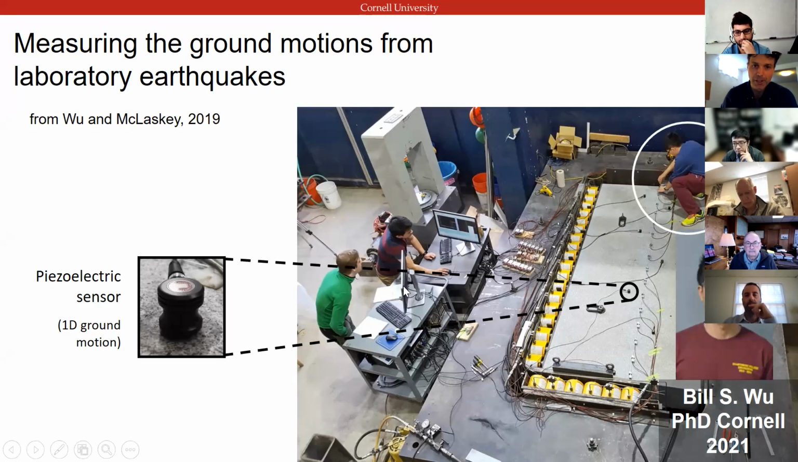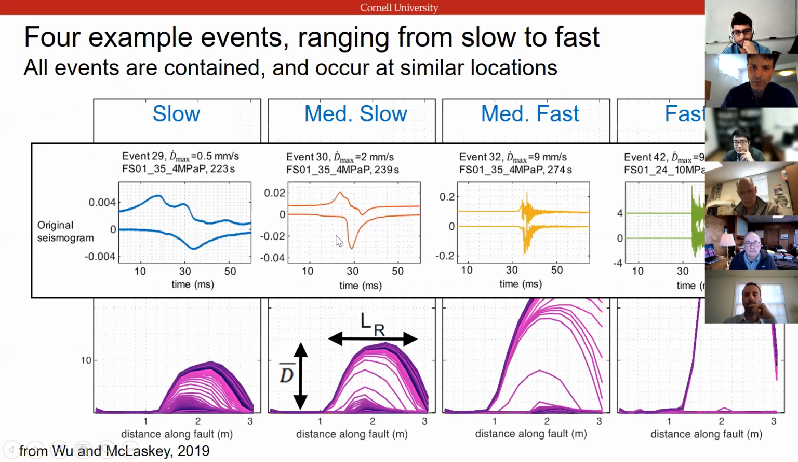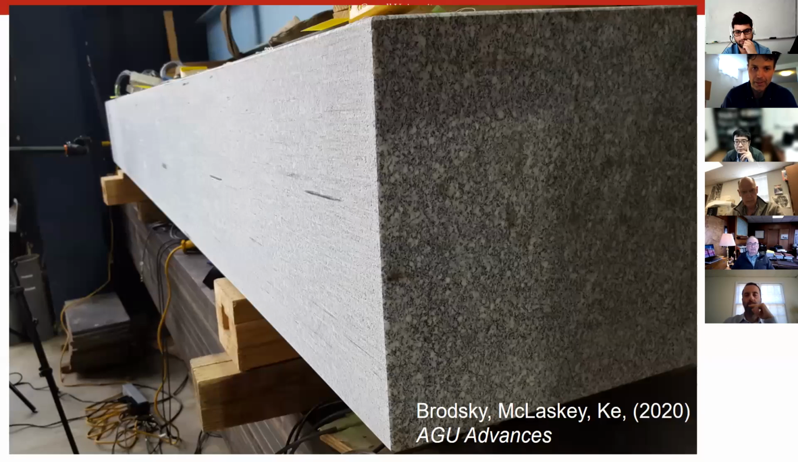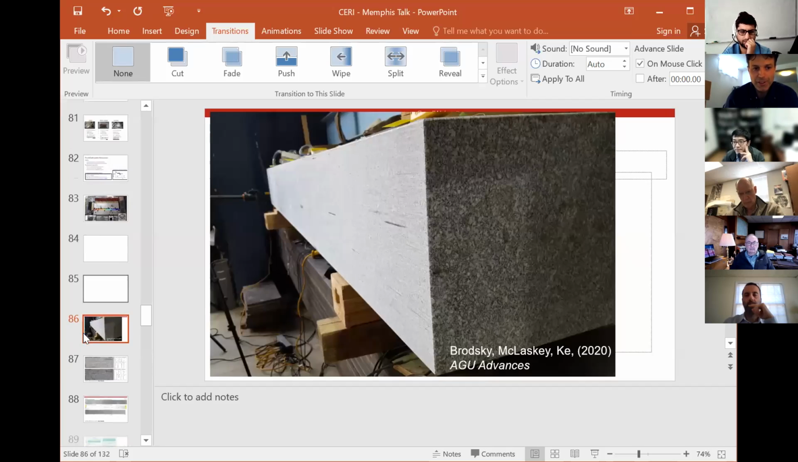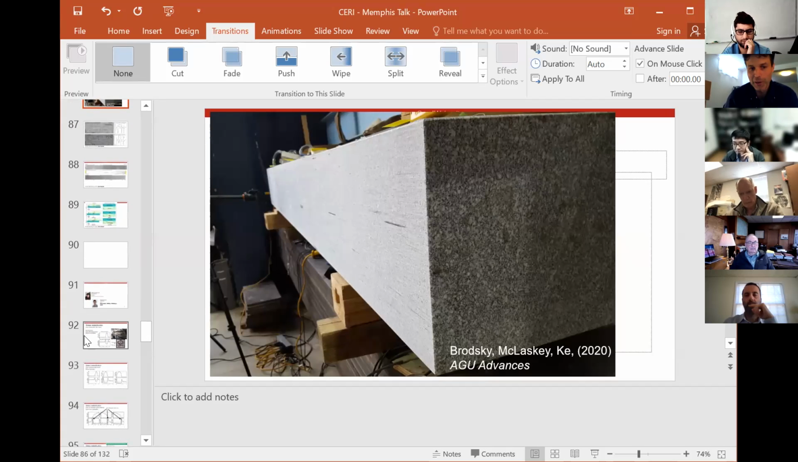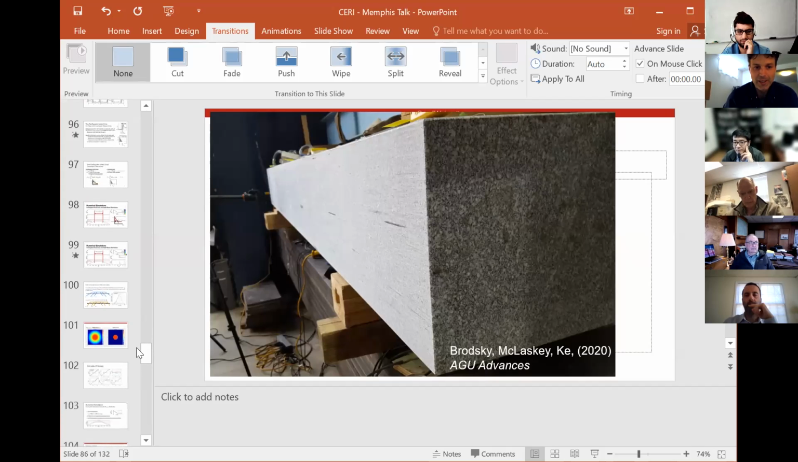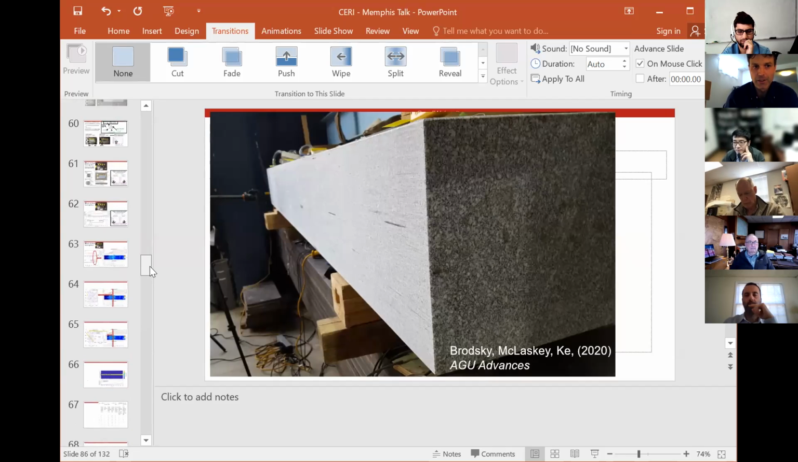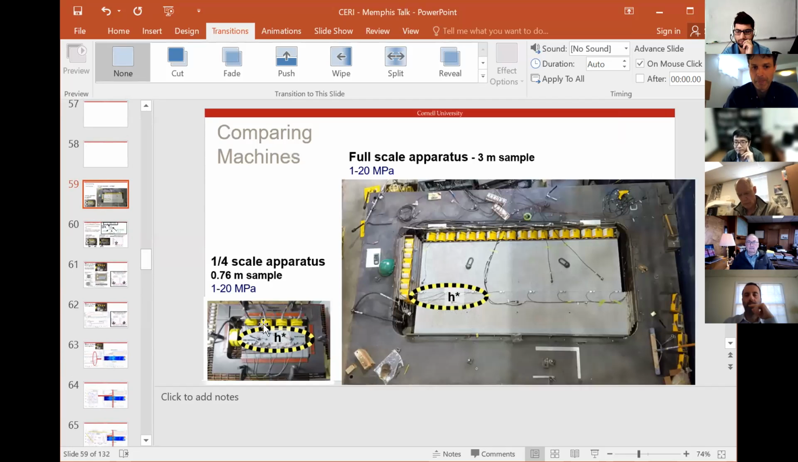I have a smaller machine, a 1/4 scale version, a picture of it somewhere that's kind of cool. On the small machine, we took the sample up to 20 MPa, and it's really cool. You do get more interesting foreshock behaviors. Here's the comparison: here's the small scale, and here's the big one. We took this one up to 20 MPa, and yeah, it damages the samples.